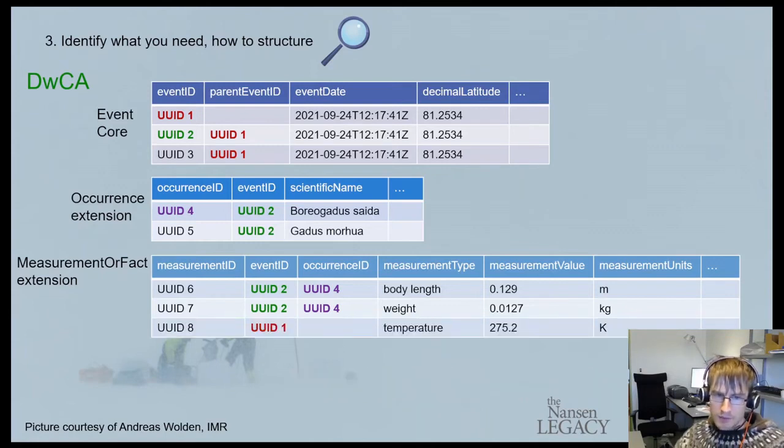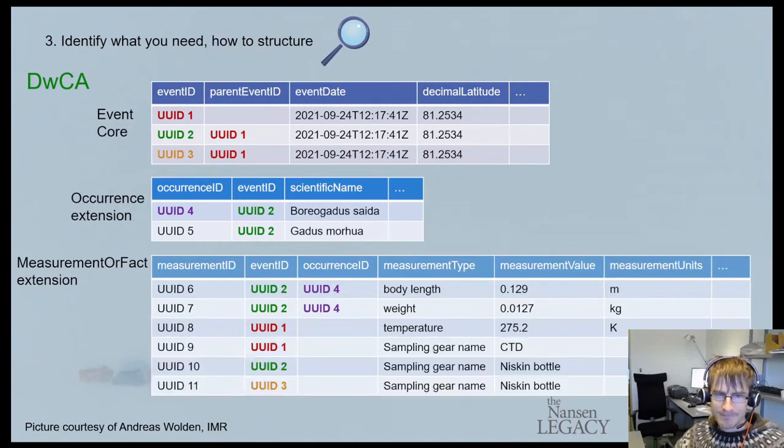You can also record more information here, like physical properties of the environment, for example, temperature or chlorophyll A concentration. And this can even be logged at different sampling depths. And you can also record information related to the instrumentation or the gear that you've used, again from a controlled vocabulary. So here we have the sampling gear name as our measurement type, and either CTD or Niskin bottle for the various measurement values.